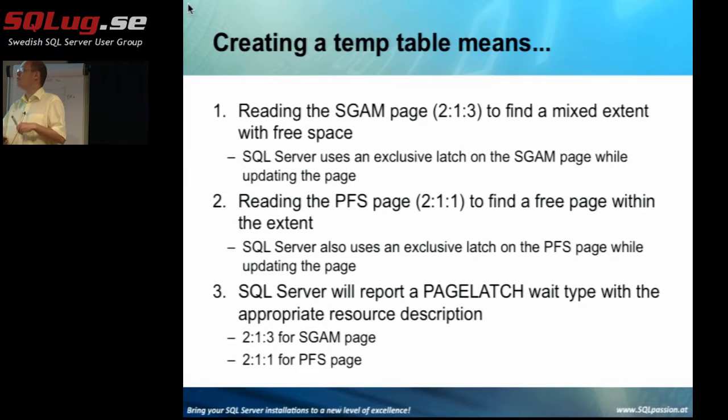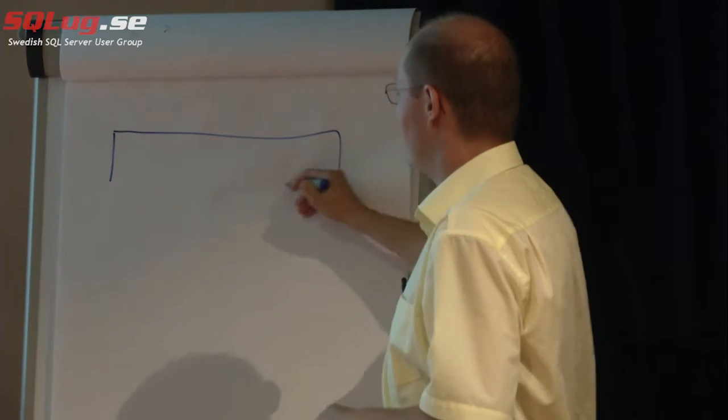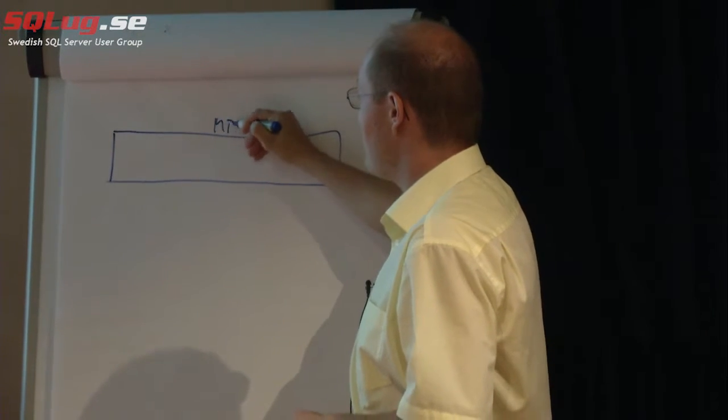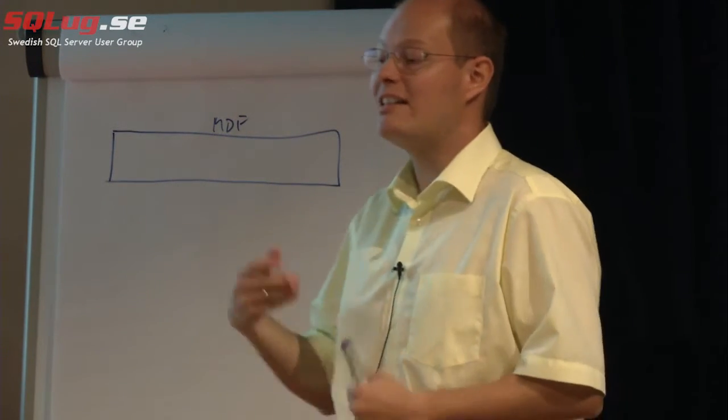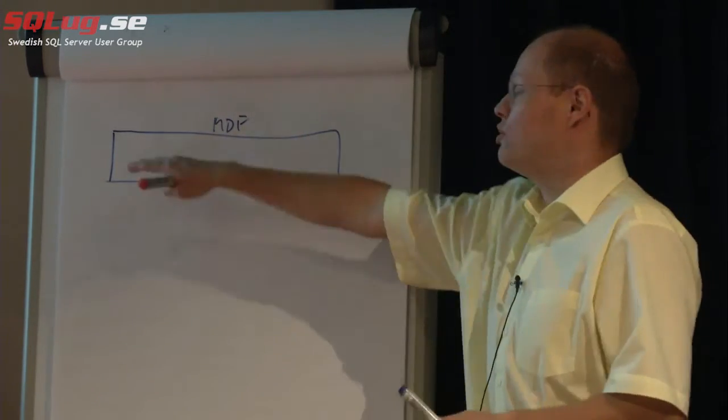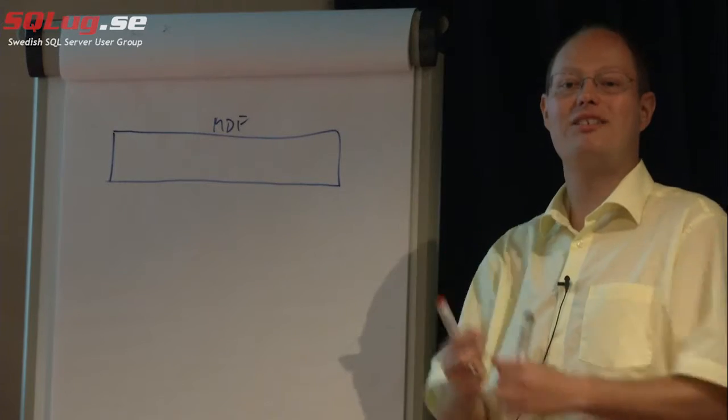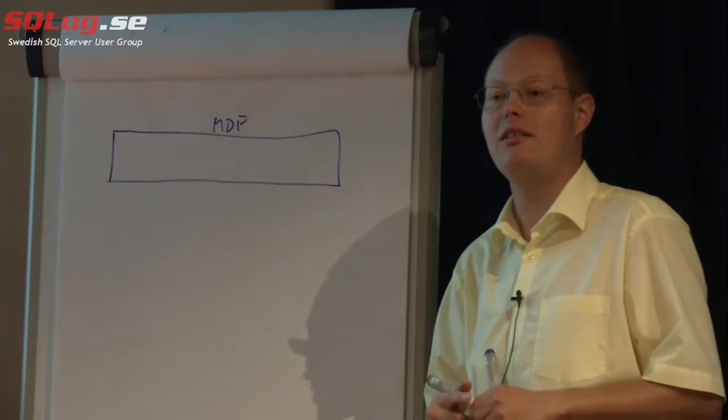The problem is now in TempDB, because in TempDB we create a huge amount of different temporary objects like temp tables and table variables, and when we create such an object in TempDB, SQL Server has to find some free space in our data file. That means we have our data file, by default just one, and within that data file, SQL Server uses specialized system pages to keep track of where there is some free space.